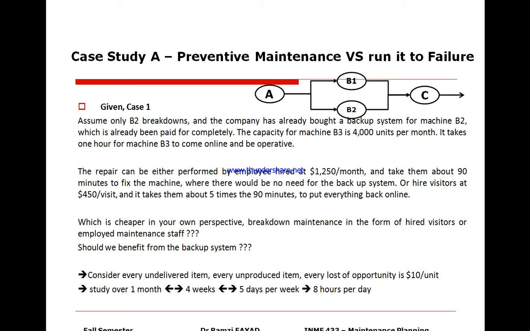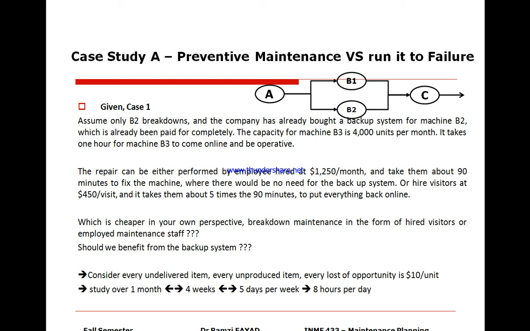like we rely on a maintenance team from outside the company. And if we go with this scenario, we could say we're going to wait for them to come and not put the backup system online, or we're going to put the backup system online once they come and fix the machine.